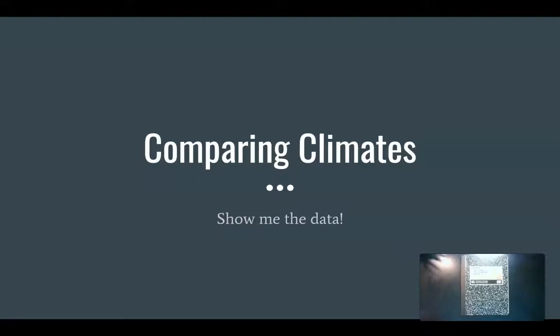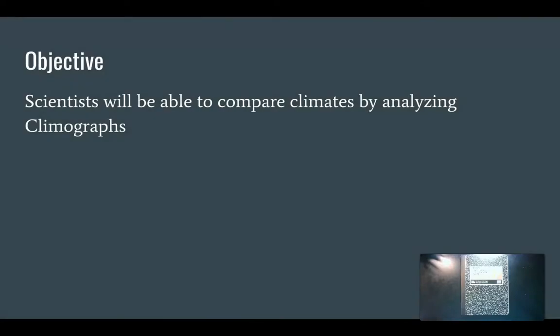Comparing climates. In this video, scientists will be able to compare climates by analyzing climographs. In order to compare climographs, you're going to want your science notebook or a piece of paper. You might want to pause the video and go get those materials.